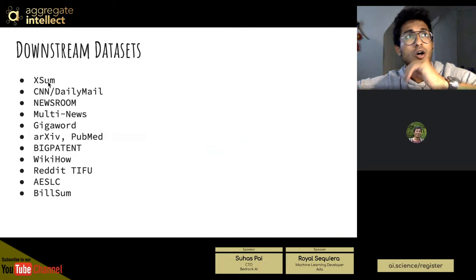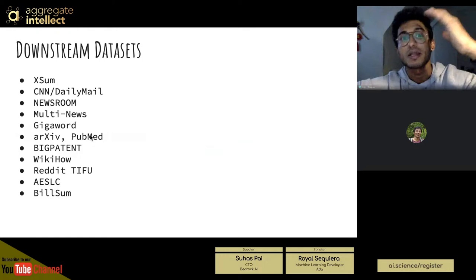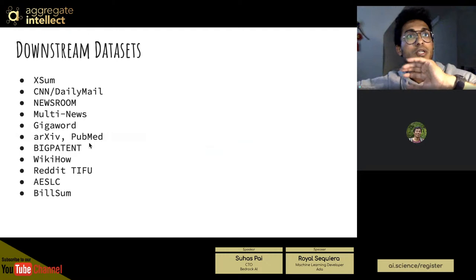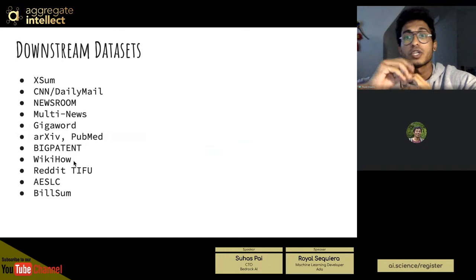For example, in GigaWord, just by looking at the first sentence of the article, the task is to generate the headline for that article. Whereas arXiv and PubMed look at the entire paper, the introduction, body, and so on, to generate the summary. And for WikiHow, you look at paragraphs. WikiHow is usually a step-by-step guide, right? So looking at these paragraphs, generate a summary.